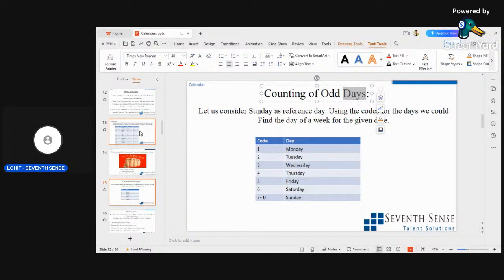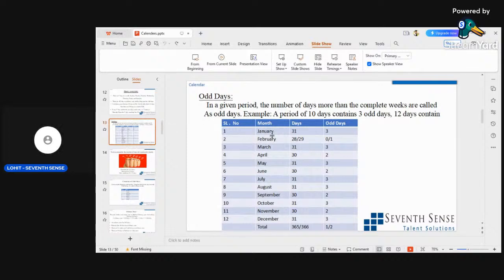So how are we going to find out how many odd days are in a month? Suppose it is January, in January you know it is 31 days. So what are you going to do? You're going to take 3 as the odd day. Suppose it is February, in February there are 28 days or 29 days. That means 0 odd days or 1 odd day, right?